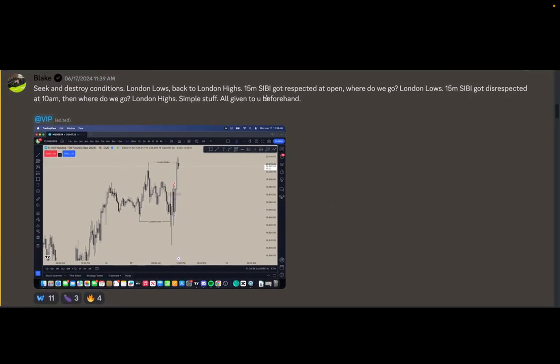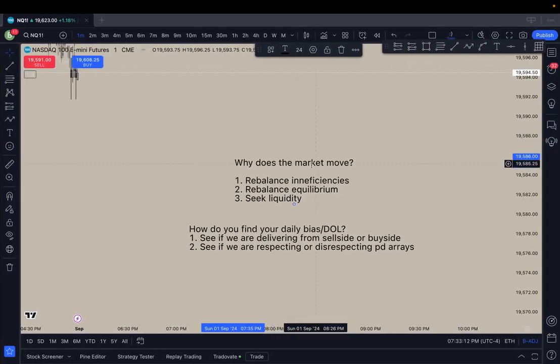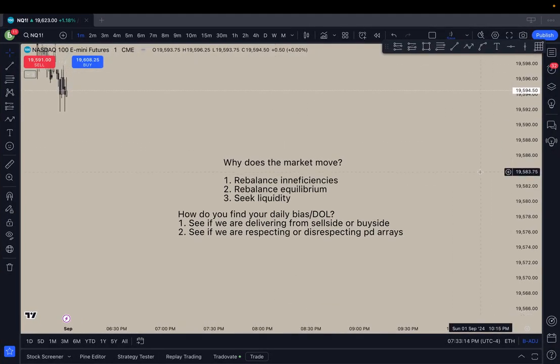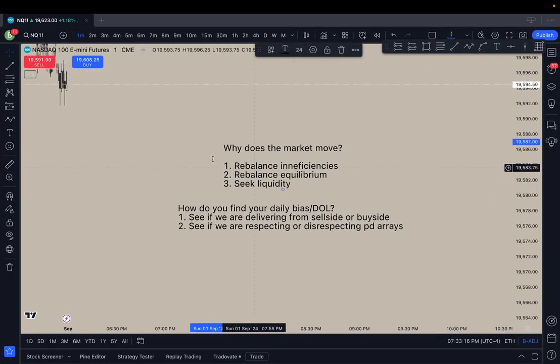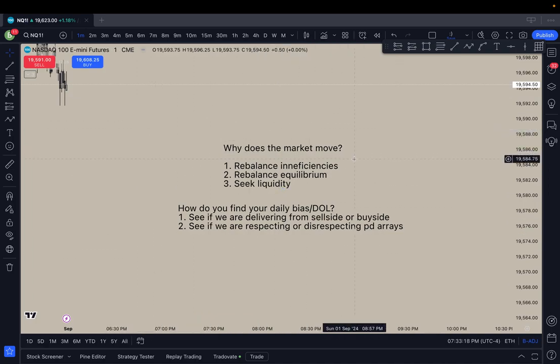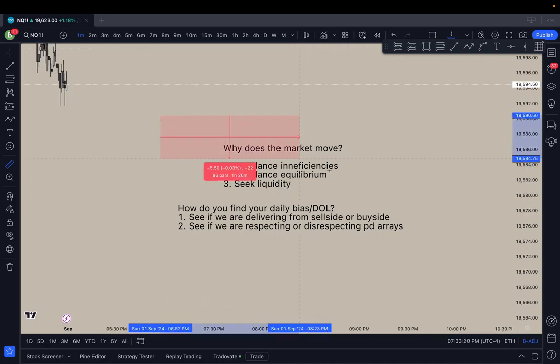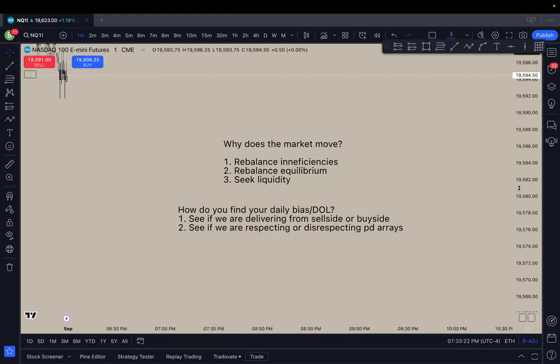Hopefully that cleared up some things for you, and you will start looking at the market in this way. Screenshot this, do what you want, but constantly have this in your head when you are trying to find your daily buys and you're on liquidity. And yeah, that's that video.